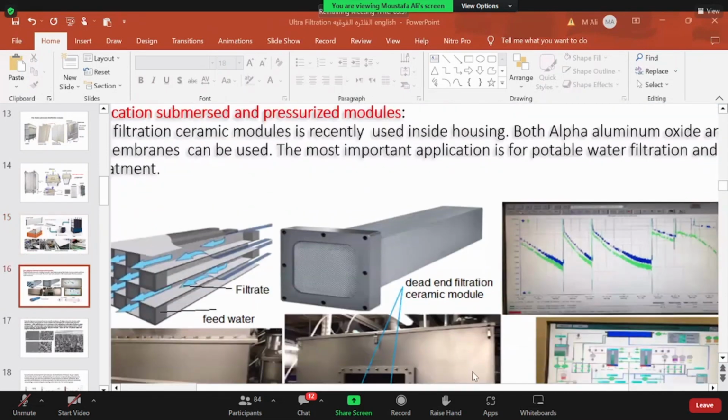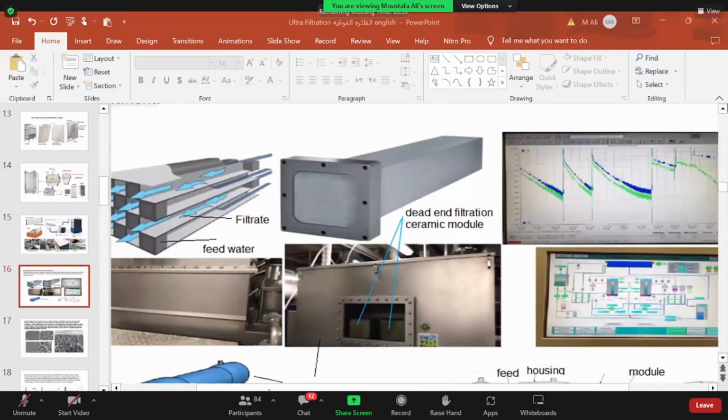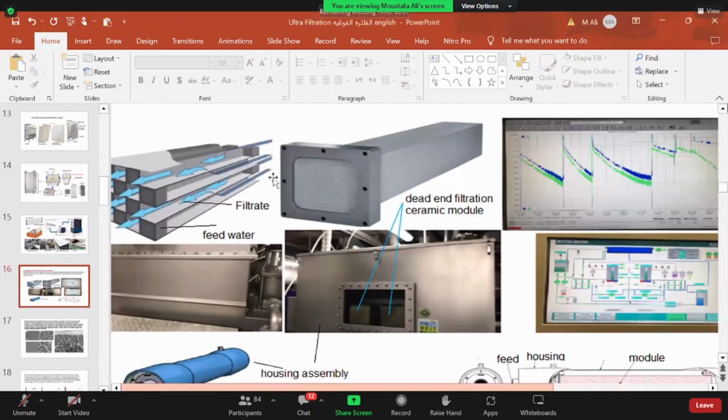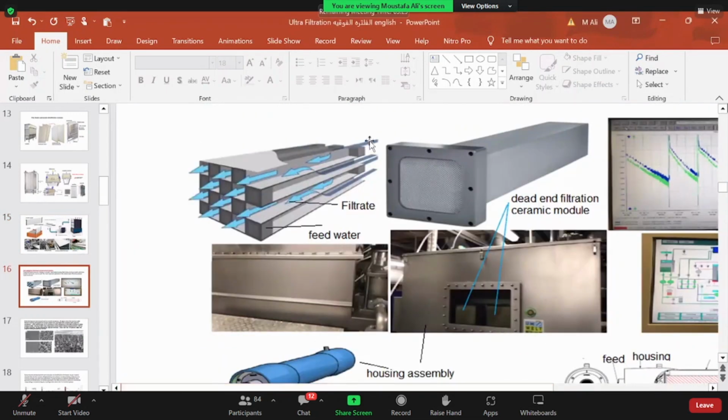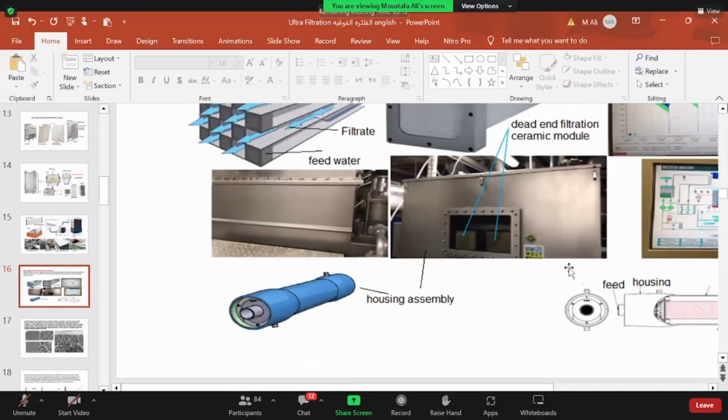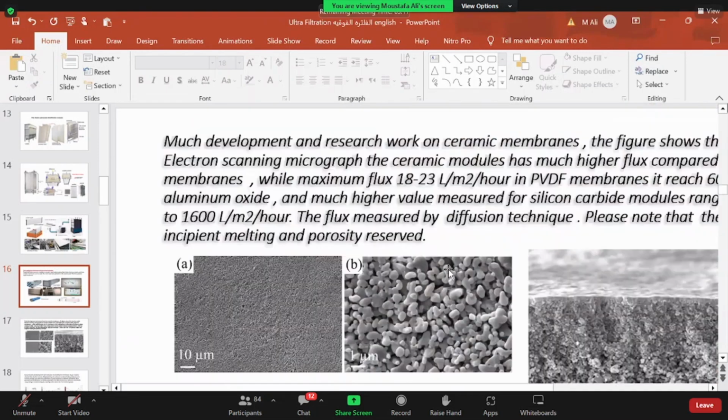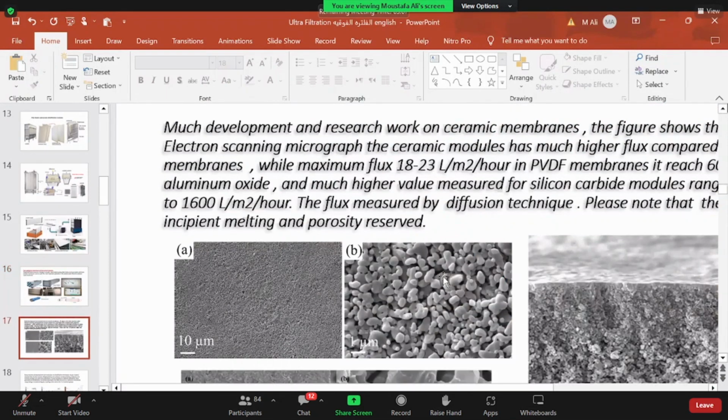This is the question which you asked. It applies to dead end filtration, and you have one open, one closed, one for feed, one for filtrate. As you see, it is different. This is for dual application, sucking and at the same time pressurizing, but the other one, the flat sheet, is for just sucking.